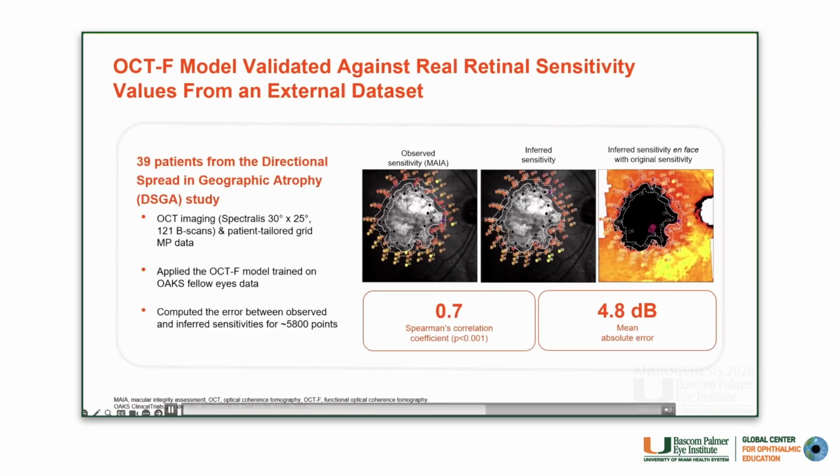OCTF has been further validated externally, that is, outside any pegcetacoplan studies, using real OCT and microperimetry data from 39 patients in the Directional Spread in Geographic Atrophy natural history study that had been performed at the University of Bonn, Germany. The OCTF model that was trained on OAKS fellow eye data showed strong performance when comparing actual tested and inferred sensitivity values, with a strong significant correlation and an error of around 4 decibels.